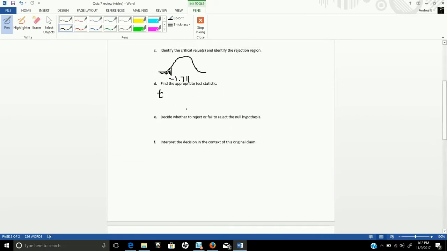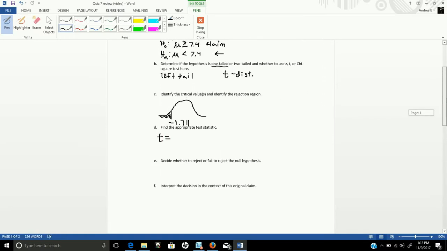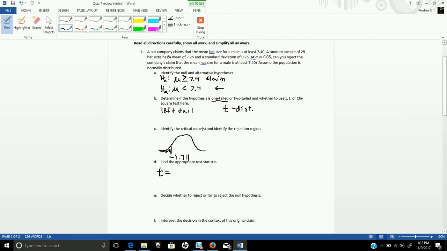So let's write out what we'd have in this case here. For our sample mean, our x bar, we had 7.25, because that's the mean we got from our sample of 25 hats. So you do that sample mean minus the population mean, which is the one we have from our claim, which was 7.4, divided by the standard deviation from our sample, which was 0.25, and then divided by the square root of n, which was 25.